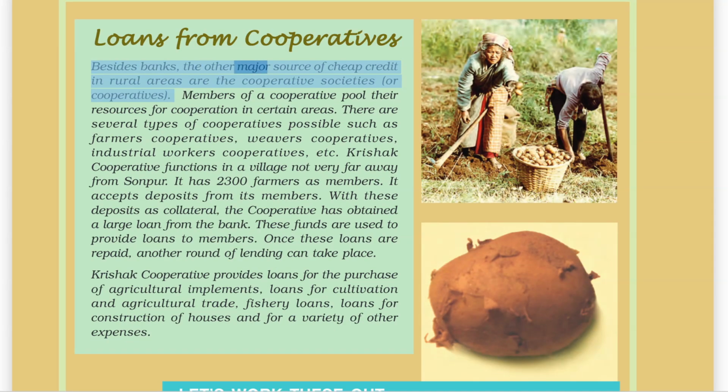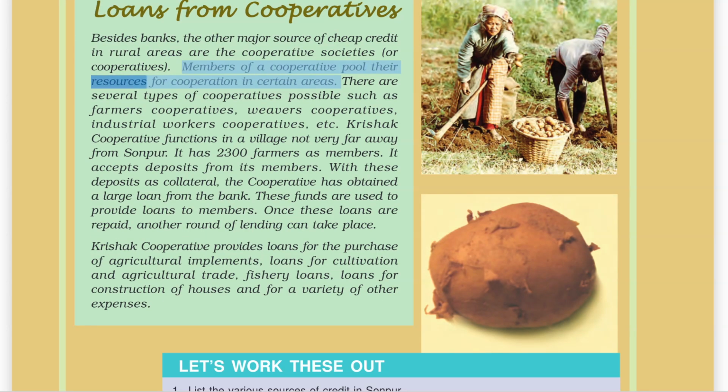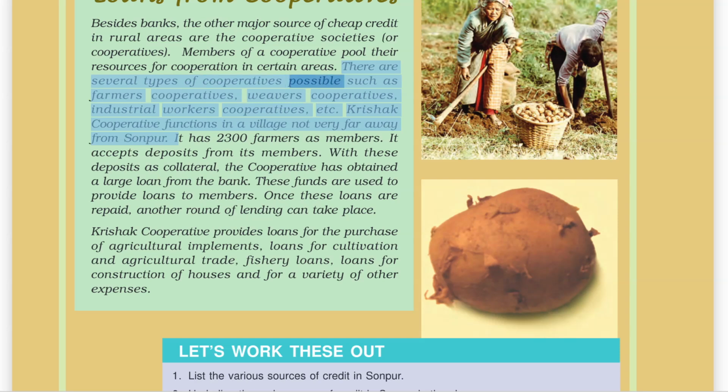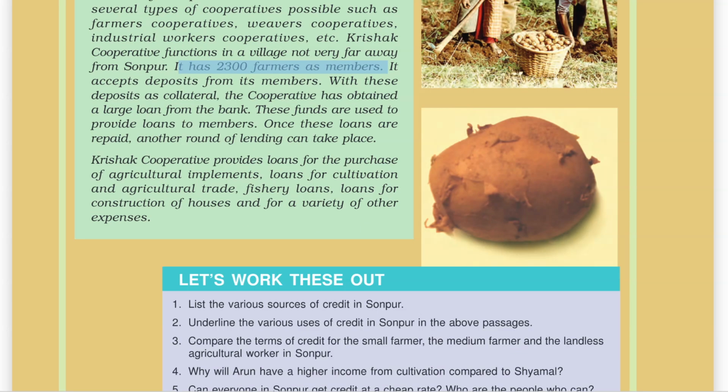Besides banks, the other major source of cheap credit in rural areas are the cooperative societies or cooperatives. Members of a cooperative pool their resources for cooperation in certain areas. There are several types of cooperatives possible, such as farmers' cooperatives, weavers' cooperatives, industrial workers' cooperatives, etc. Krishak cooperative functions in a village not very far away from Sampur. It has 2,300 farmers as members. It accepts deposits from its members.